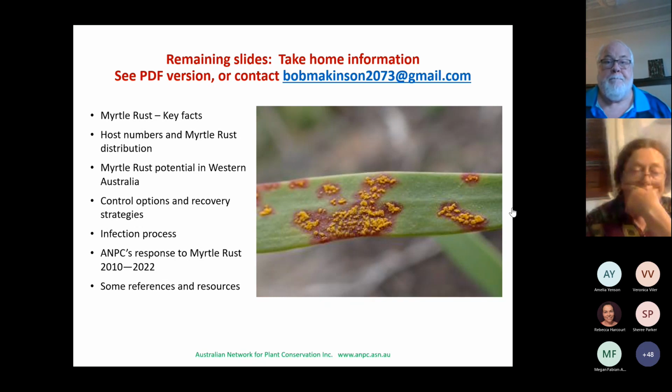Thank you. That's fantastic. Thank you so much, Bob. And really generous of you to share that information, which will be available to people later. So we're now going to look at the safe custody for native guava project in particular, securing those populations of Rhodomyrtus psidioides that Bob was speaking about.